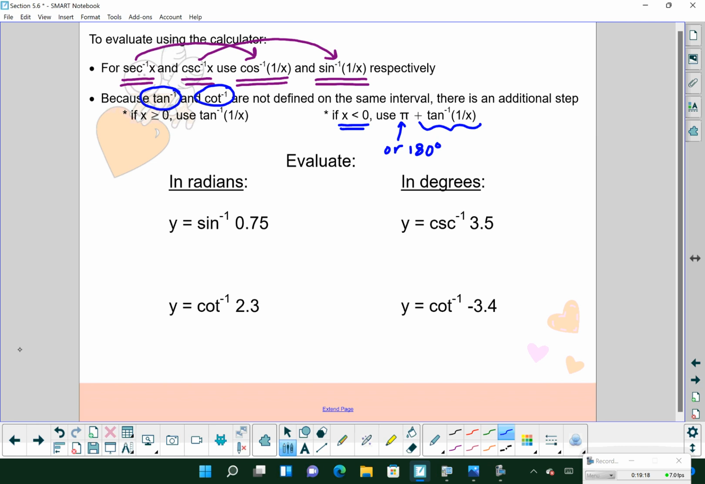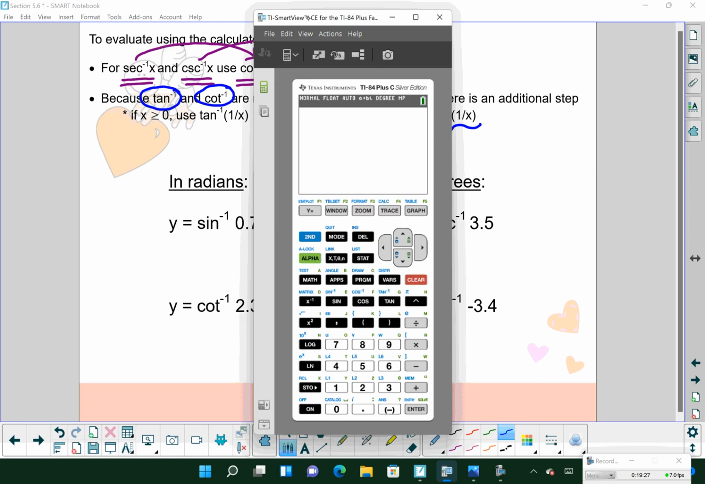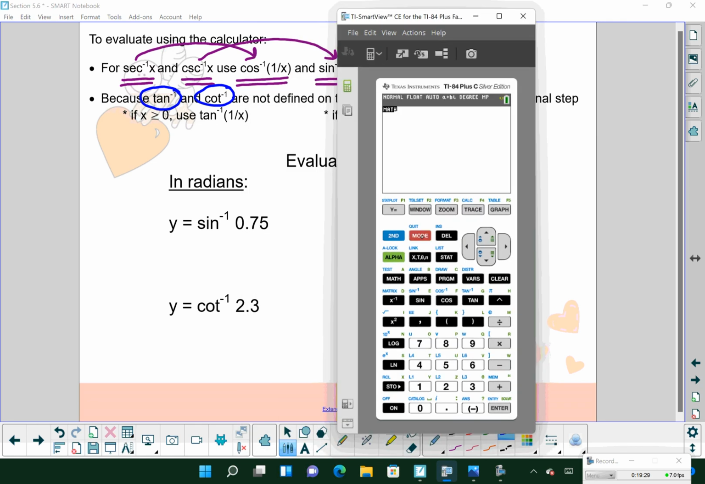All right, so let's practice with our calculator. You can kind of see what this looks like. The first two problems we're going to do on the left side, we're going to do these ones in radians. It says what we want our answer for. So the first thing you need to do is hit mode and make sure radian is highlighted. I'm going to do that first, and then second quit to go back to my home screen.